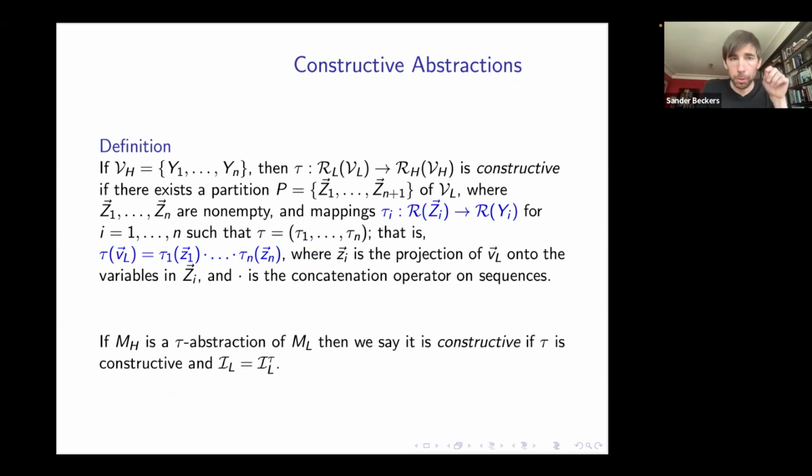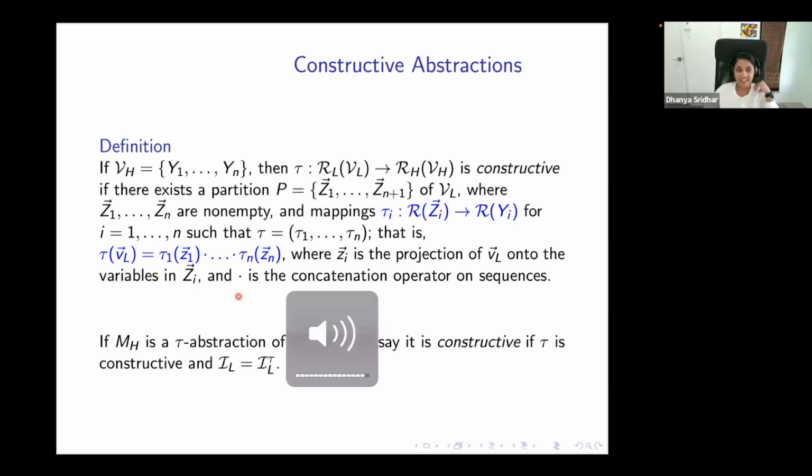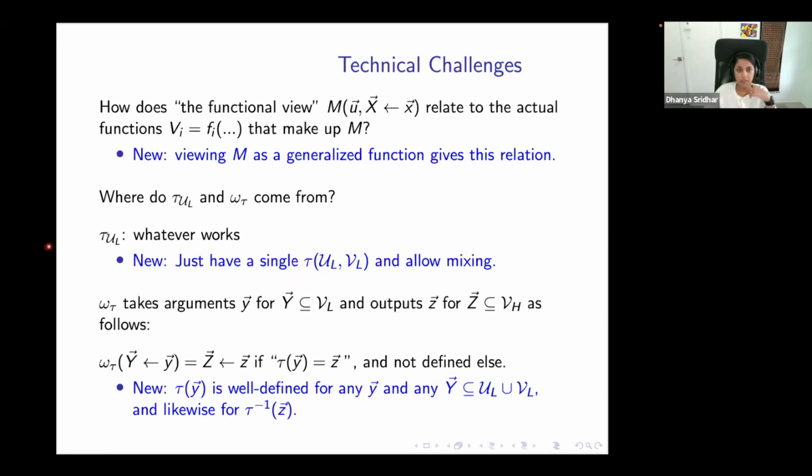First, I should make clear, sorry, somebody was asking something. Yeah, it's me, Danya. Can I ask a quick question about the motivation for technical challenge 1? Could you say a bit more about what you mean when you say, how does the functional view of an SCM relate to the actual functions? It seems like it's pretty clear, right? You would recursively apply the functions of the SCM, and that's how the functional view of M relates to the individual Fs that make up M. I'm kind of wondering what is the remaining mystery?